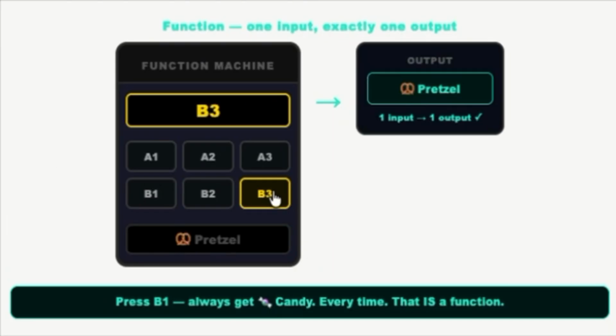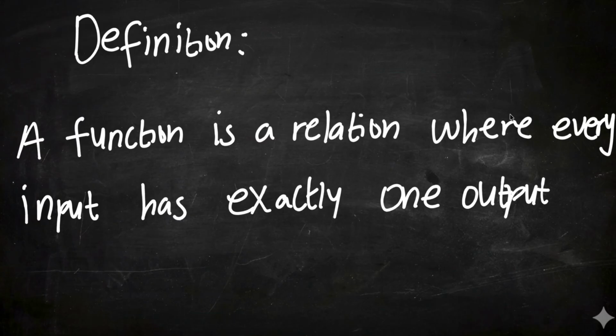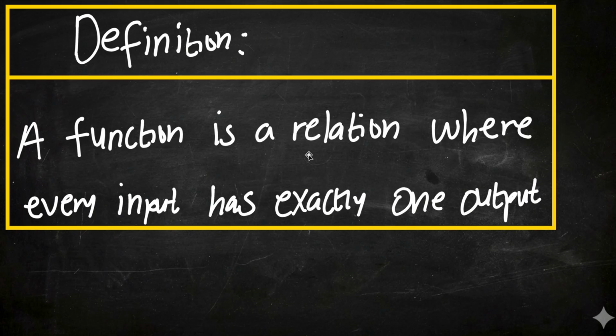Think about it. If you pressed B3 and sometimes got chips, or sometimes got a sandwich, or sometimes got nothing, you would say that that vending machine is broken, correct? And so that's the same thing. You would say that it's not a function because a function is a machine that works correctly every single time. So a function is a relation where every input has exactly one output. Write this down. This definition is everything. Input has exactly one output.